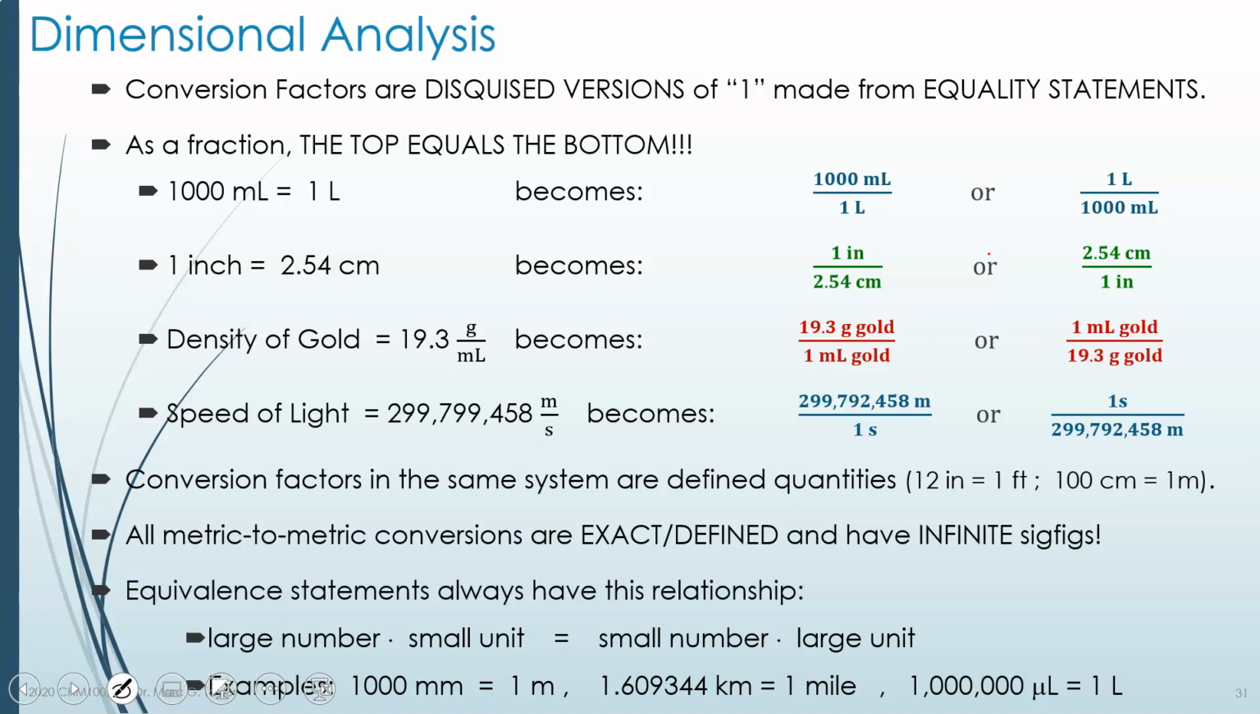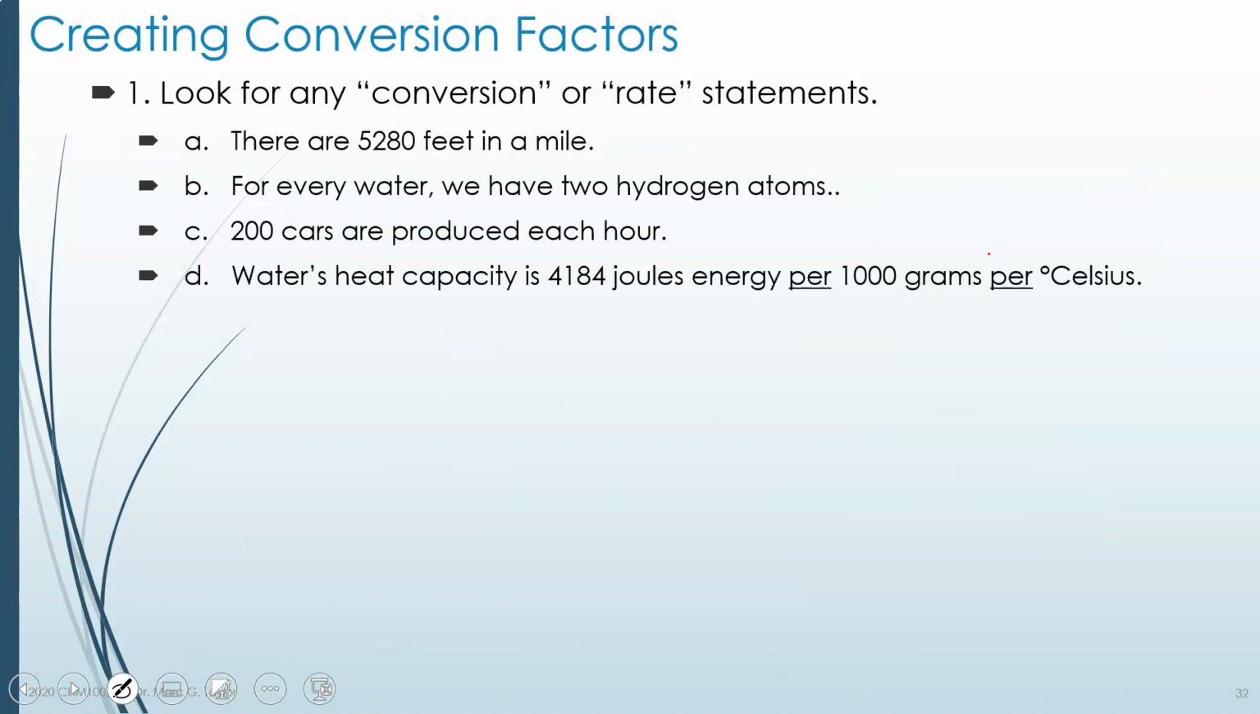If we look at the last example, 1 million microliters equals 1 liter. A microliter is a very small volume. It is 1 millionth of a liter, and if we have a million millionths, well, that is 1 liter. So let's look at some examples of creating conversion factors.